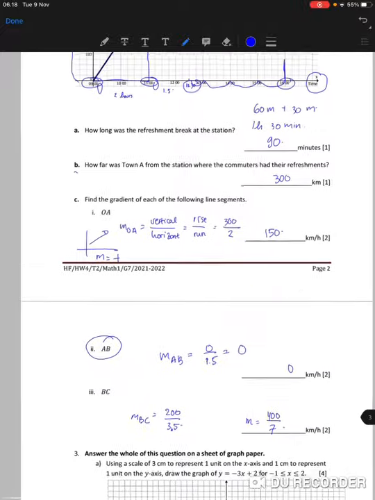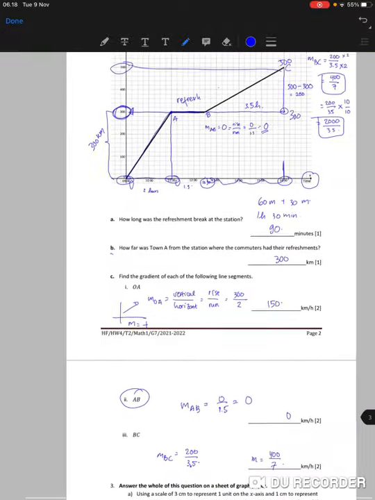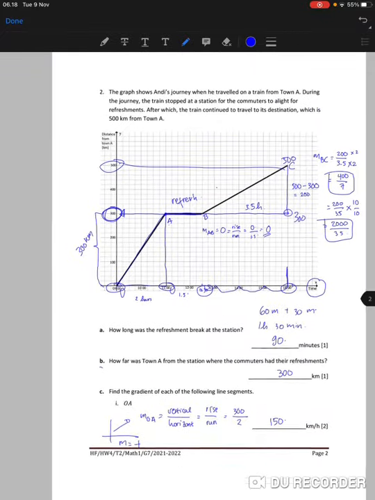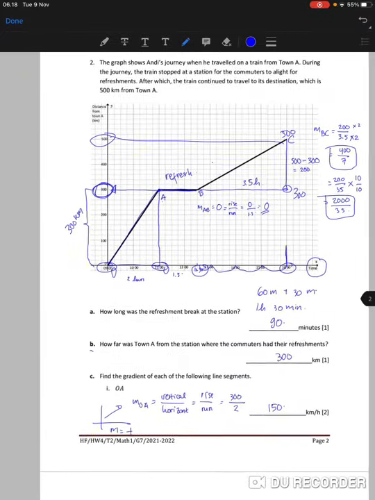Okay, that's all for number 2. If you think you need more explanation, or if you still don't understand my explanation, don't forget to approach me.